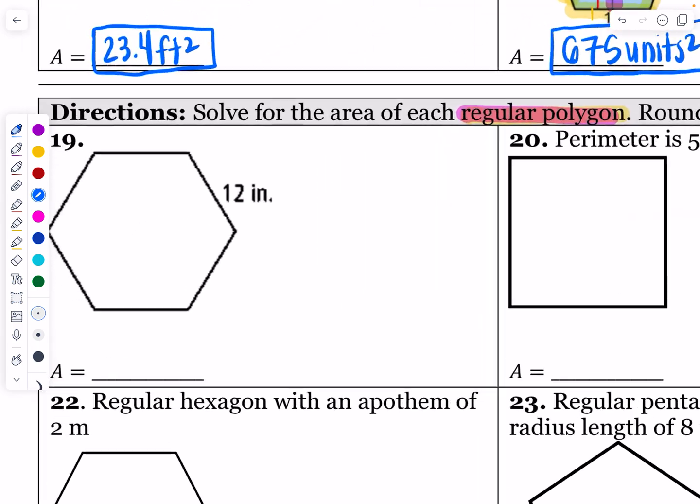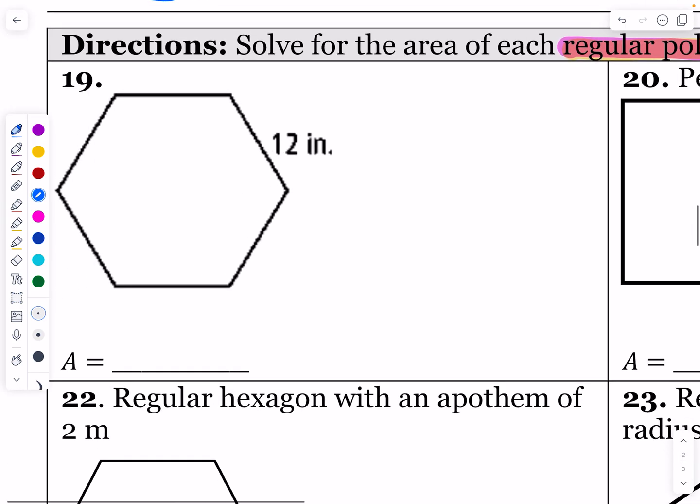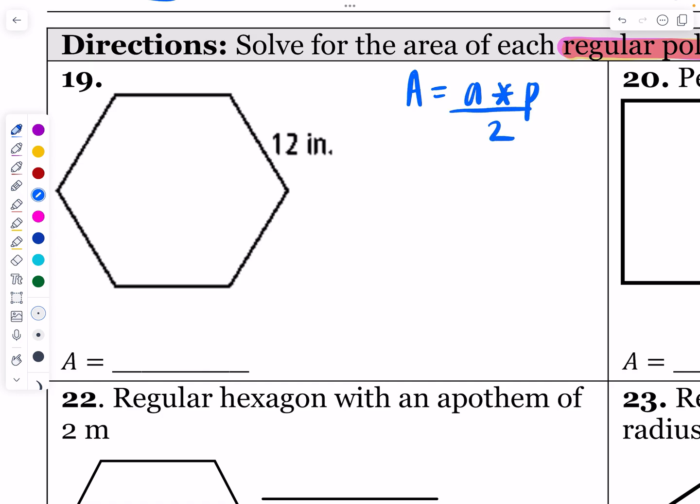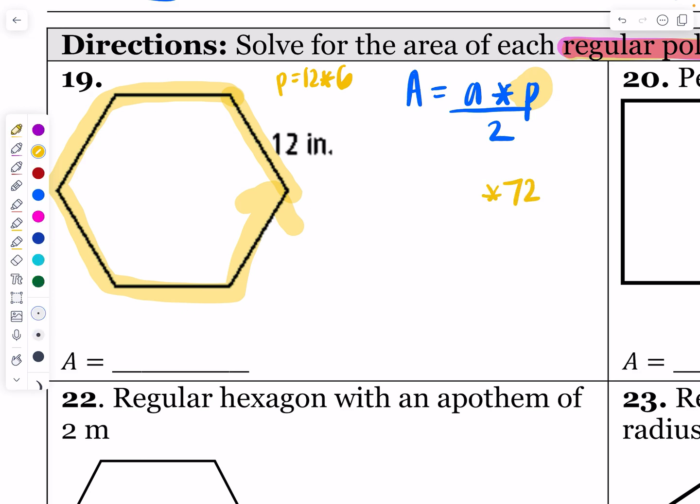So it says round to the nearest tenth if necessary. So you can see on this first problem, this is a hexagon. So we're going to start with our formula. Area equals A times P divided by 2. So what is it really easy to calculate? Well, because you have the 12 and this is a hexagon, I can very easily calculate my perimeter. So to find my perimeter, I'm going to do 12 times 6. What do I get when I do 12 times 6? That gives me a perimeter of 72. So I'm going to go ahead and fill that in my formula. I've got my perimeter. I just need my apothem.